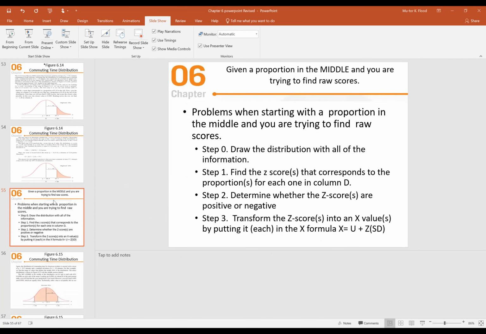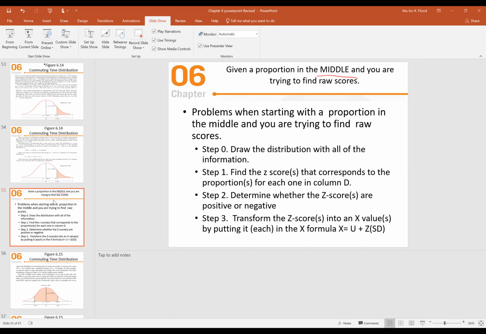All right. So now the question becomes, given a proportion in the middle, so here's that word middle again, right? And you are trying to find raw scores. So, problems when starting with a proportion in the middle and you are trying to find raw scores.